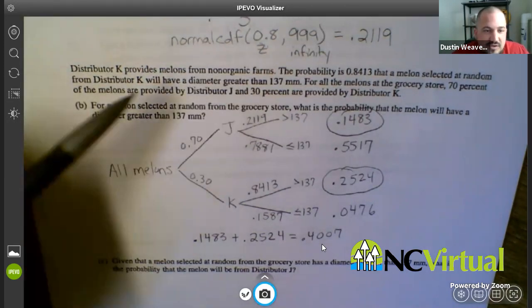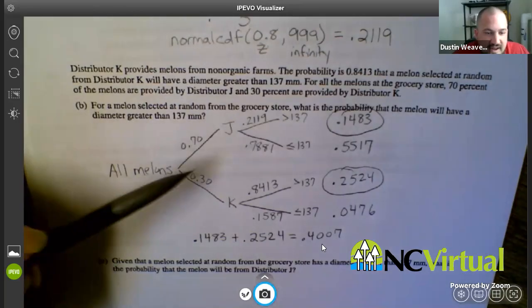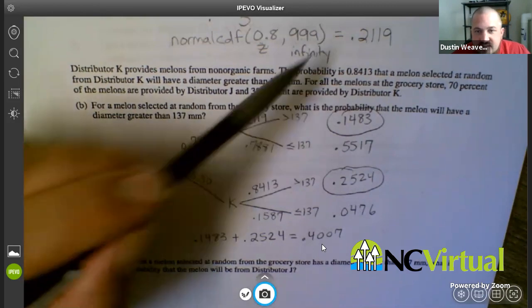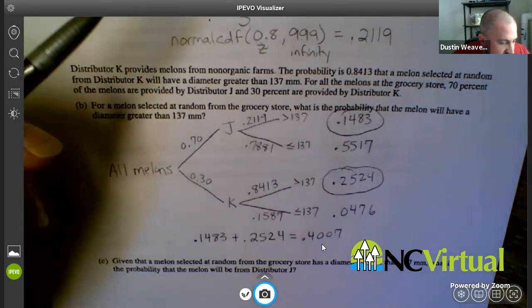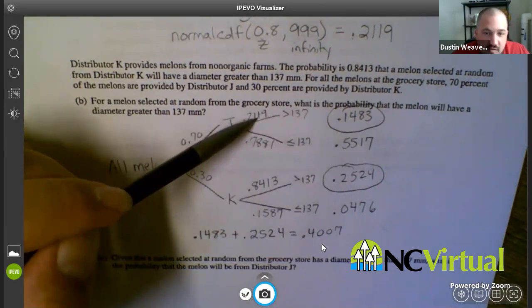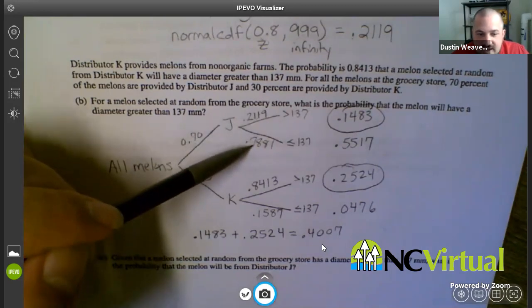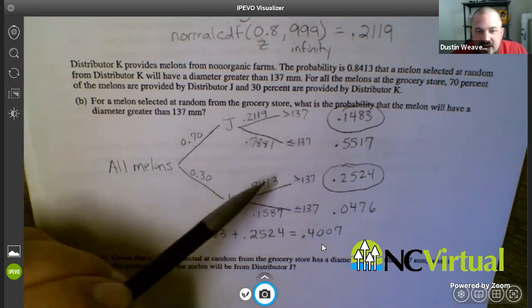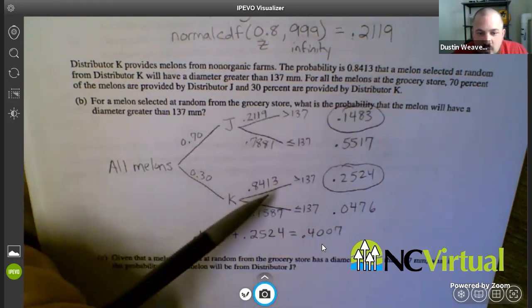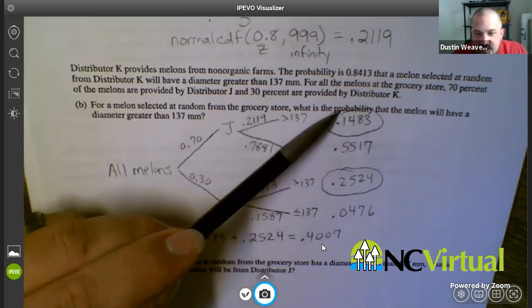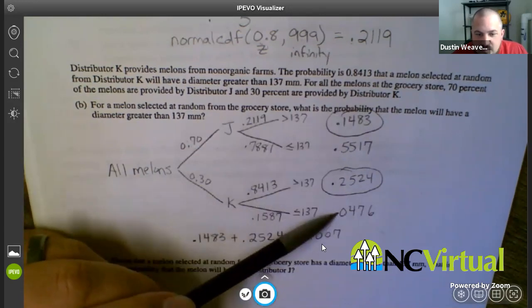Okay, so really the goal would be to fill in your work. If you notice, it says 70% are provided by distributor J and 30% by K. So that's where I got the 70 and 30. The over 137, that came from up here, the 0.2119. That was the probability that if we come from distributor J, it's over 137. That came from the earlier problem. And this is 1 minus that. Then down here, the probability that it's over 137 from distributor K is 0.8413, and then this is 1 minus that, okay?